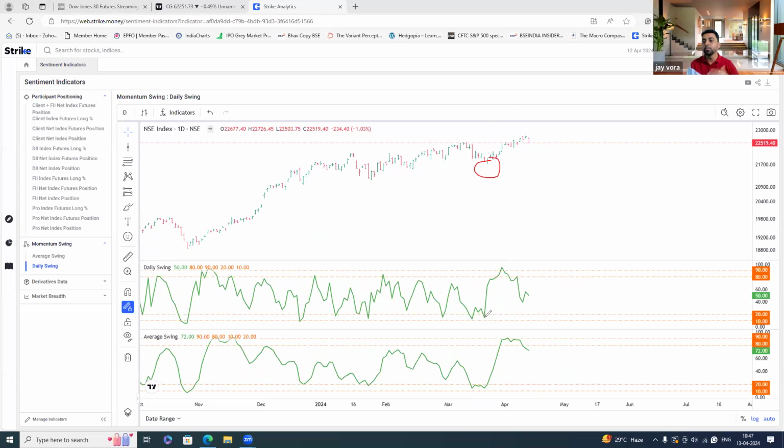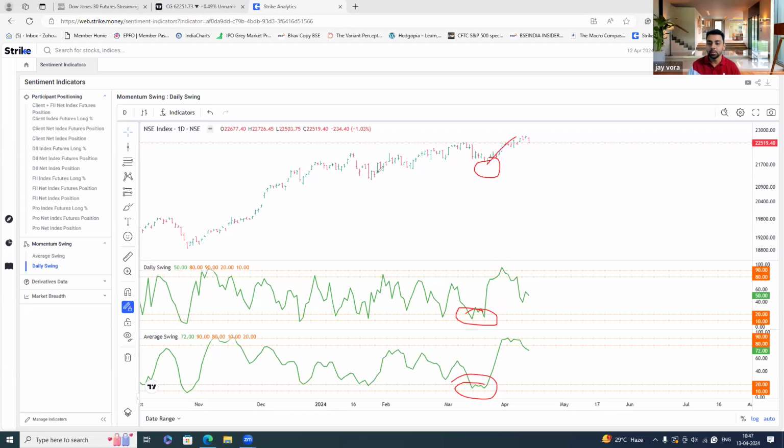I mean, there can be a bounce that can come by, or there could even be a new high. Now, whether it is just going to be a bounce or a new high would depend on how you are gauging the trend. Okay. But at least over here, you can see that the average swing was in the oversold zone. The daily swing was in the oversold zone and we got a pullback.